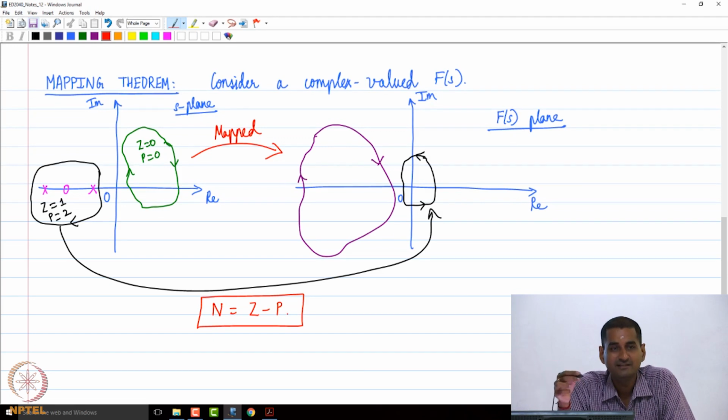And what is z? Z is the number of zeros of f of s within the closed contour in the S plane. P is the number of poles within the closed contour in the S plane. So that's what this mapping theorem is about. N is equal to z minus p. So please remember that.